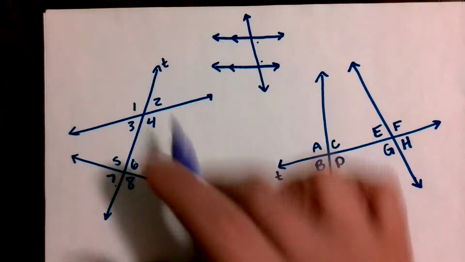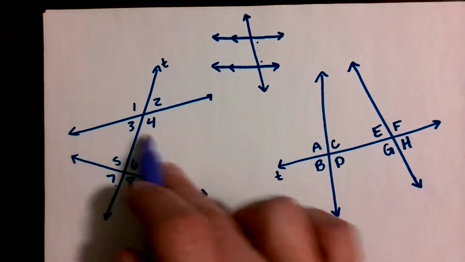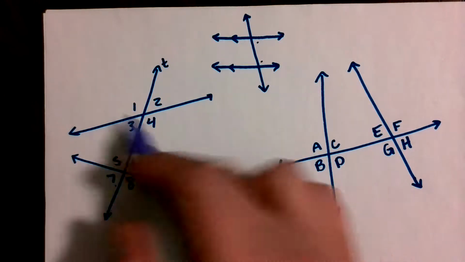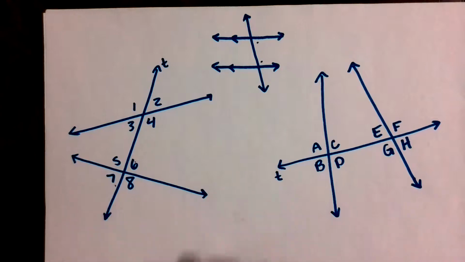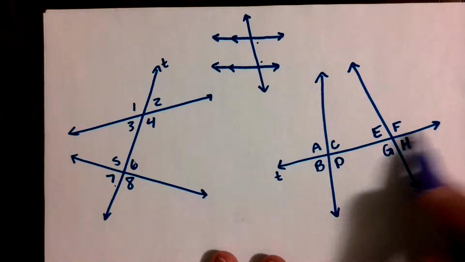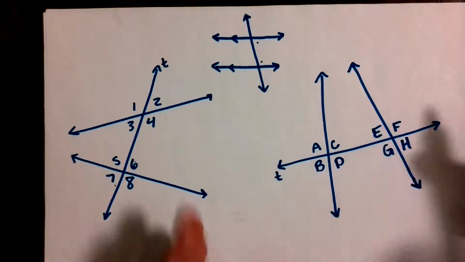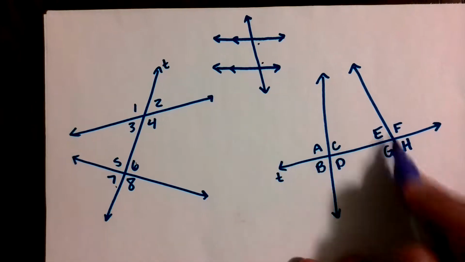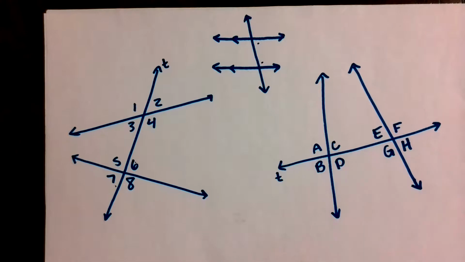So being inside of the 2 lines, like in this situation, 3, 4, 5, and 6 would be interior, 1, 2, 7, and 8 would be exterior. Or in this case, since our transversal is more horizontal, interior will be inside of the lines here and exterior outside: A, B, F, and H.